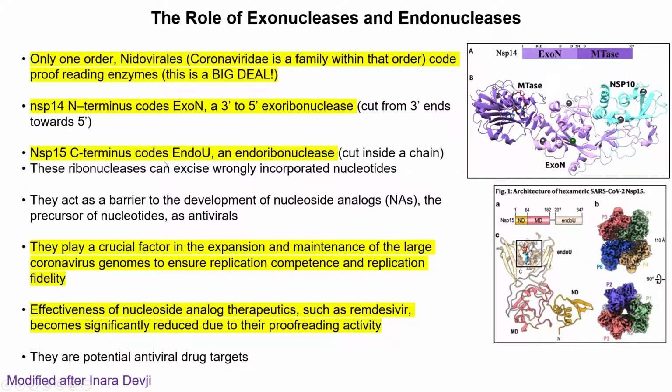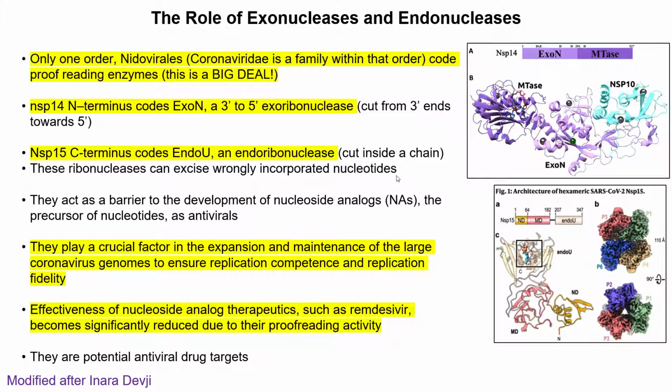And then the other one is NSP15. The C terminus codes for an endo-U, sometimes called Nendo-U, an endoribonuclease, and this cuts inside a chain. Sometimes what happens is that even after misincorporation, chain synthesis can go on. Suppose exo-N did not work properly, and it allowed a chain termination with a wrong nucleotide. In some areas, if there is a wrong nucleotide, suppose instead of A base pairing with uracil, or U, there is a G. So you have a bulge in the RNA duplex.